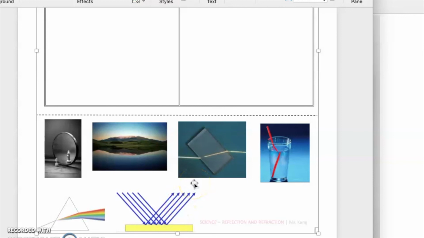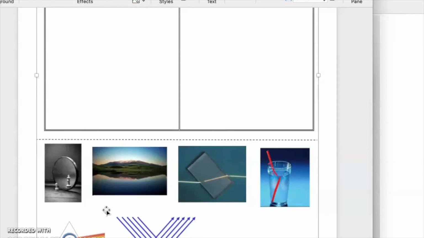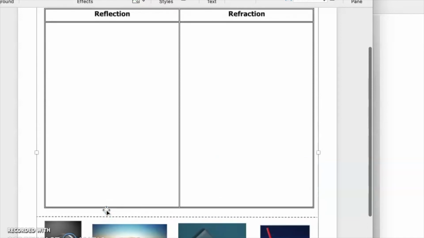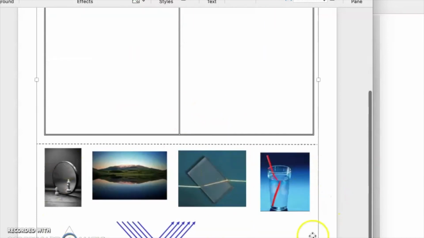So here's my hint. When you look at the picture and it's bouncing off at the same angle, then it's reflection because there's no change in the angle. However, when there is a change in the angle like this, that means it's refracting the light. So those are the two identifiers. So please think about the difference between reflection and refraction. And I want you to complete this column with the pictures below.